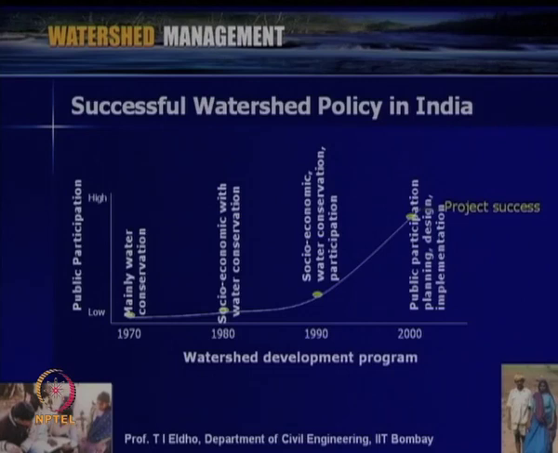Now in India, the government of India and various state governments have been implementing various watershed policies or watershed plans for the last 40 to 50 years. If you look into the various watershed development plans formulated by the government of India and other state governments from 1970 onwards, we can see how the variation is taking place, how the trend is changing.